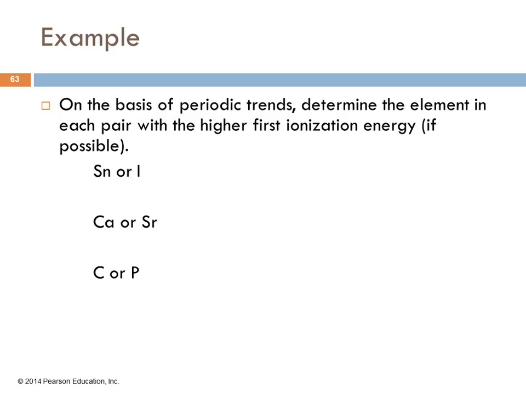Just based on periodic trends, determine the element in each pair with the higher first ionization energy. So tin or iodine? Higher ionization energy. It's going to be iodine. Iodine and tin are in the same period, the same row. Iodine is to the right. Ionization energy increases as we go to the right. Calcium or strontium?